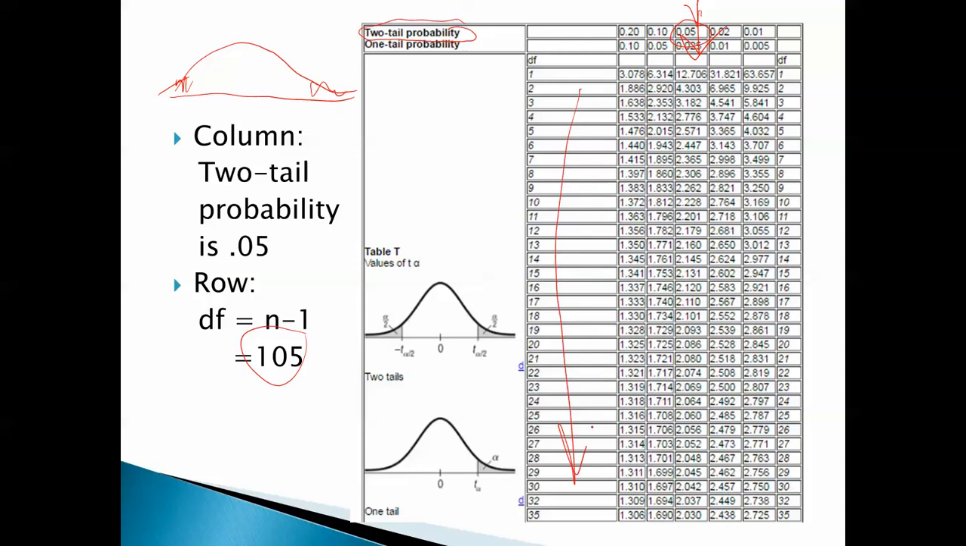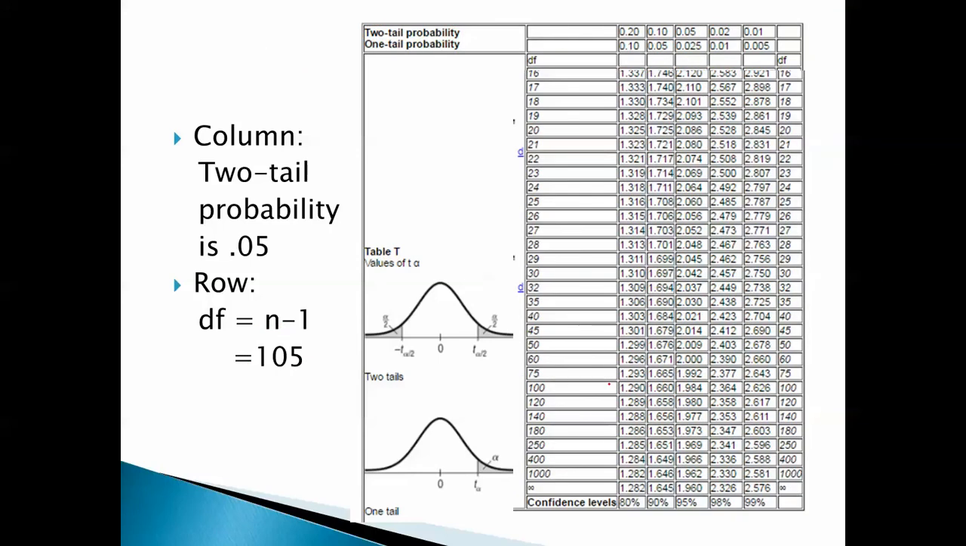So we need to keep going. Let's look at the rest of the table. Okay, here's the rest of the table. Now notice there is no 105 over here, but we always play it safe. We round it down. So in this case, we would go with 100. So again, we want this column, two-tail probability 0.05, and we want this row, which means our value is 1.984.